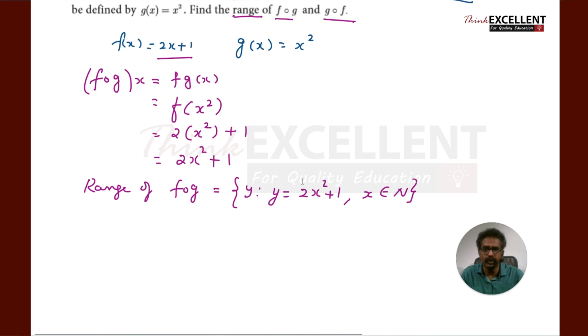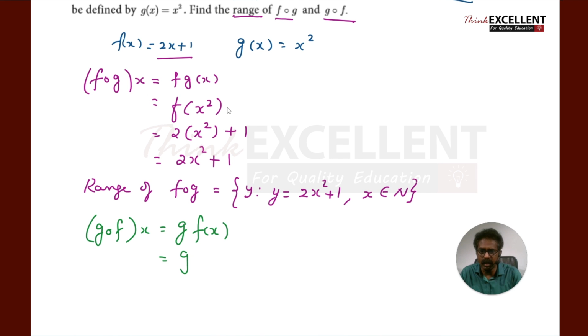So next we find G composition F and the range of G composition F. Okay, so let us see how to find G composition F. Now G composition F of x can be written as G of F of x. That is G of, what is F of x given in the question? 2x plus 1, right? 2x plus 1.